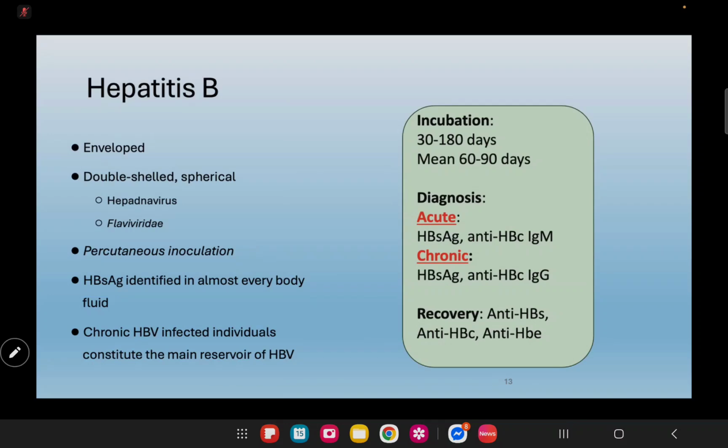HBsAg, or the HBs surface antigen, has been identified in almost every body fluid, and that includes the blood, the semen, saliva, and even breast milk. The chronic carriers of hepatitis B virus serve as the main reservoir of infection in the community. So we get this from those chronic carriers.